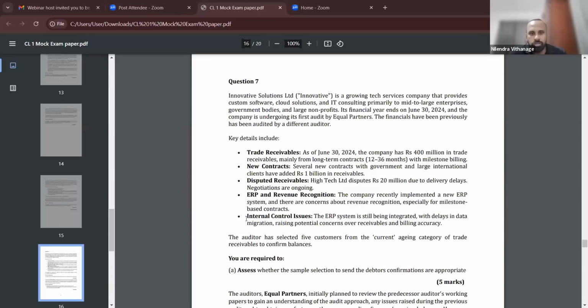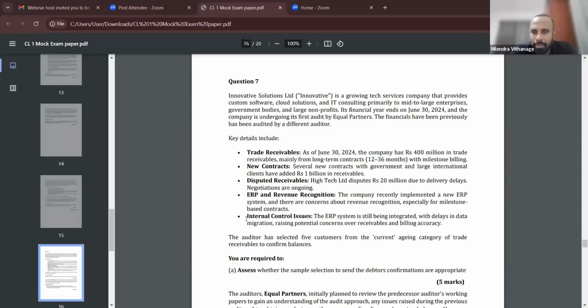The key details include trade receivables as of 30th June 2024. The company has 400 million in trade receivables, mainly from long-term contracts of 12 to 36 months with milestone billing. New contracts: several new contracts with government and large international clients have added 1 billion in receivables. Disputed receivables: High-tech Limited disputes 20 million due to delivery delays. Large contracts are also there.